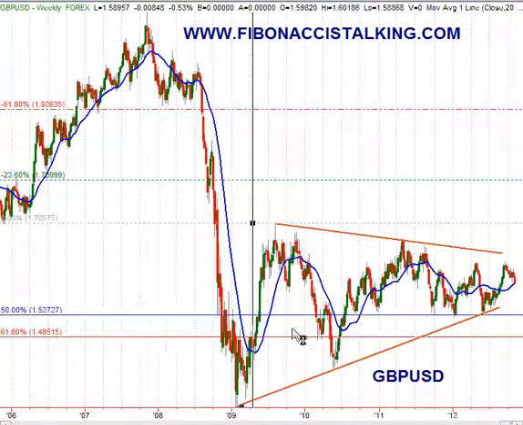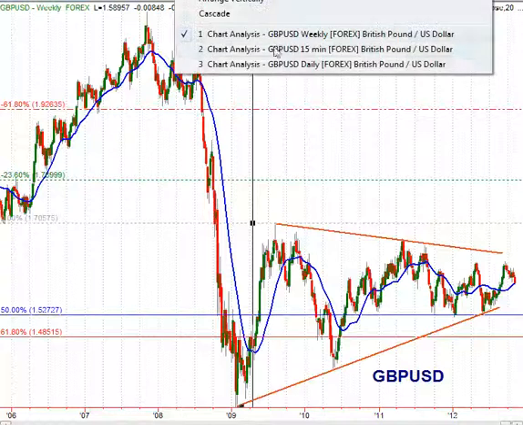I want to make you notice that this support and long setup has a target in the 178.79 area. So if this seems too extreme at the moment, if we get extreme weakness in the dollar, this is possible, and something similar can happen to the euro as well.